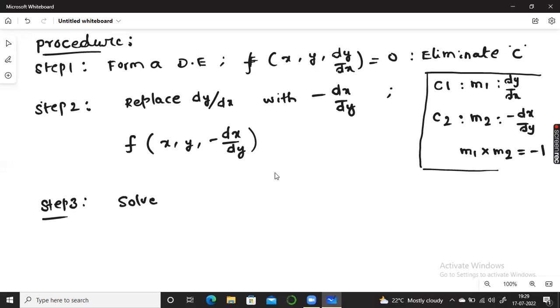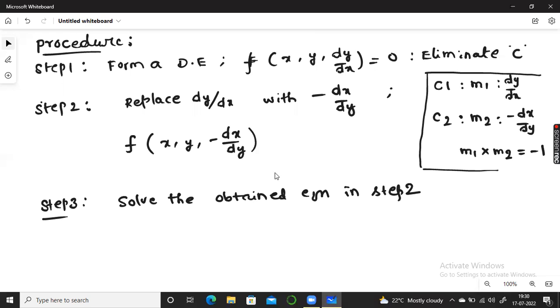Solve the obtained equation in step 2. That's it. This is the procedure behind orthogonal trajectories. Very simple, and I tell you, you will be given a family of curves or a curve. You have to find the orthogonal trajectory.